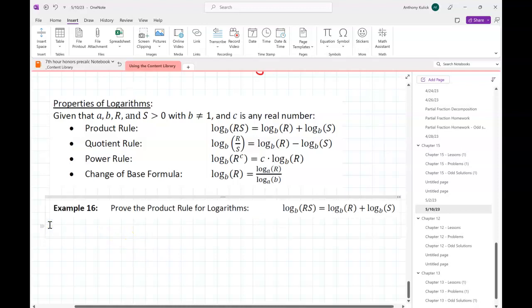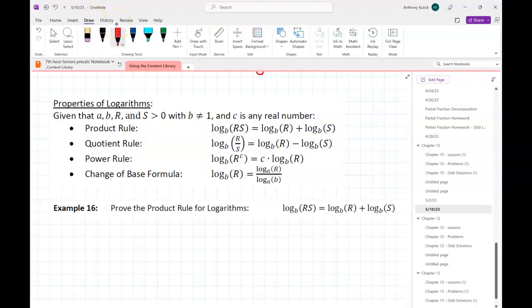So here we're going to prove the product property for logarithms. That is, log base b of rs is equal to log base b of r plus log base b of s. I'm going to start by taking log base b of r and setting that equal to x, and I'm going to take log base b of s and set it equal to y.